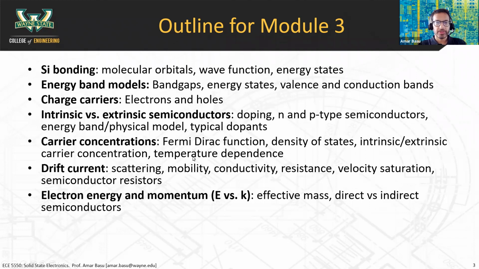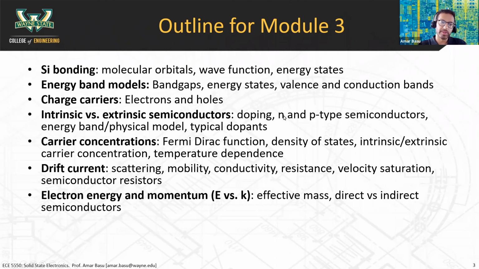Okay, so last time we talked about the Fermi-Dirac function. Can anyone tell me what the Fermi-Dirac function tells us? The probability of finding electrons in the conduction band and the probability of finding holes in the valence band.